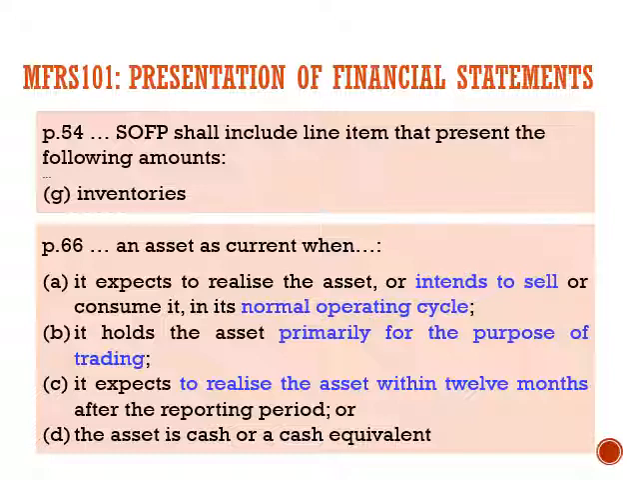In terms of its presentation, as per MFRS 101, presentation of financial statements, inventories must be presented on the face of the statement of financial position as in paragraph 54. And it shall be presented under current assets as we acquired or produced them with the intention to sell for the purpose of trading and they are expected to be realized or converted into cash within the next 12 months. Such is the requirement in paragraph 66 of the standard. However, if the inventories are expected to be realized within more than 12 months, it shall be presented under non-current assets.